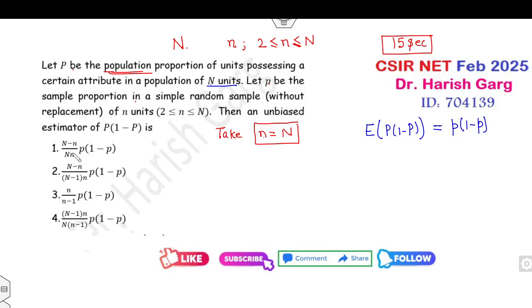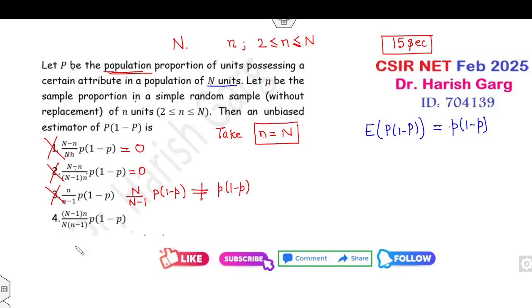If n is equal to capital N, the first answer will be 0. But we need p into 1 minus p. That's wrong. The second option's answer is again 0. So this option is also cancelled. The third answer is still n over n minus 1 times p into 1 minus p, which is not equal to p into 1 minus p.